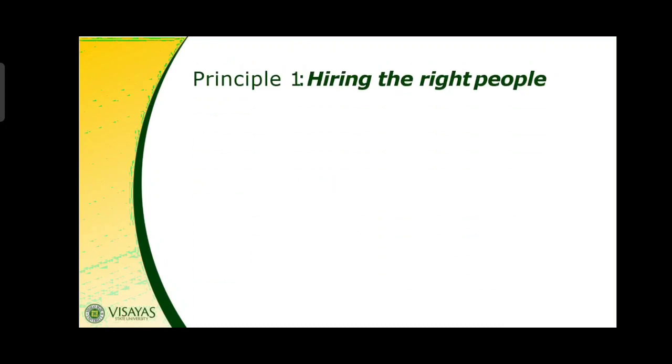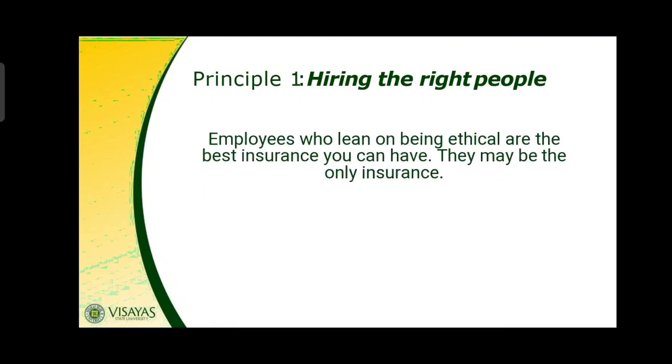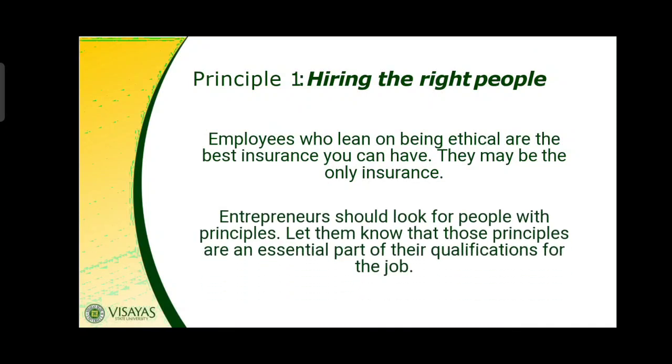So first tip is hiring the right people. Okay, so number 1 is the goal. What is the goal of human resource management? It is to hire the right people for the right job, no? So, what is the significance of this? Employees who lean on being ethical are the best insurance you can have. So, they may be the only insurance. So, you should look for employees who are honest, no? So, entrepreneurs should look for people with principles. So, let them know that those principles are an essential part of their qualifications for the job.